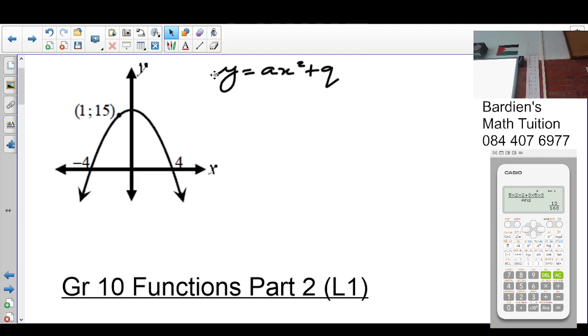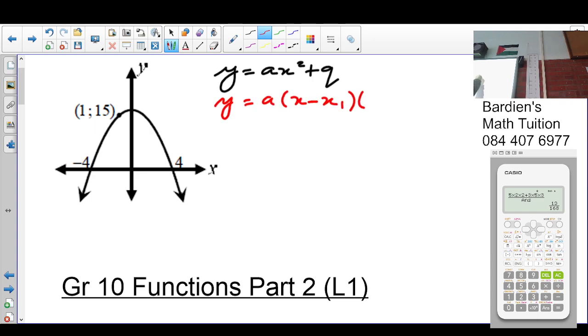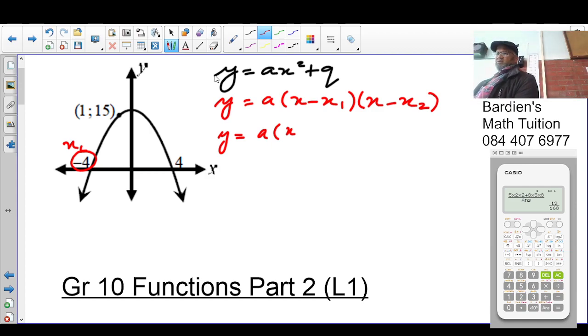Alright, so what are we given here? We are given two x-intercepts. Whenever we are given two x-intercepts, we follow the formula y is equal to a into (x minus x1)(x minus x2). So y is equal to a into (x, and if this is x1, it will be minus 4, so minus 4 becomes plus 4, and (x minus 4). So what still needs to be solved here?